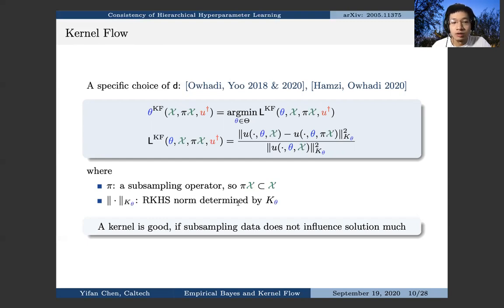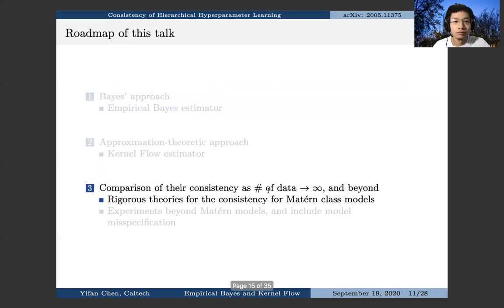We can interpret the KF loss as follows. A kernel is good in this loss function if subsampling data does not influence the GPR solution much in the sense of the k theta norm. This is very natural. Okay, so those are the two different approaches that we are interested in. Then we go to the analysis part. We want to say how they perform.